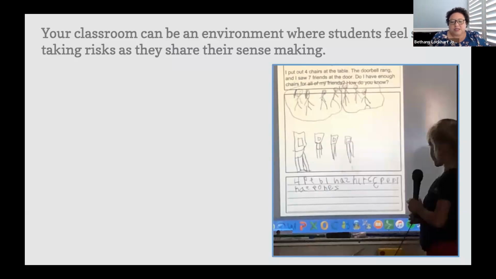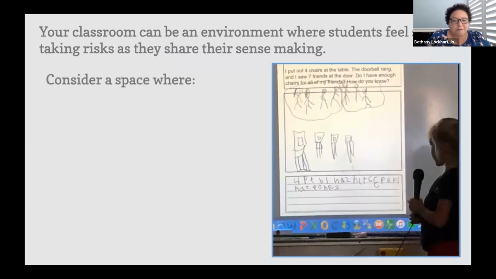So I share this picture. This is a student whose growth over the year in her self-concept, in her ability, and feeling like she could try new things was so monumental. And during this share out, what I loved is she's sharing how it made sense to her, right? She is sharing how solving this problem made sense to her. So how can I create opportunities where students feel safe enough to do that?